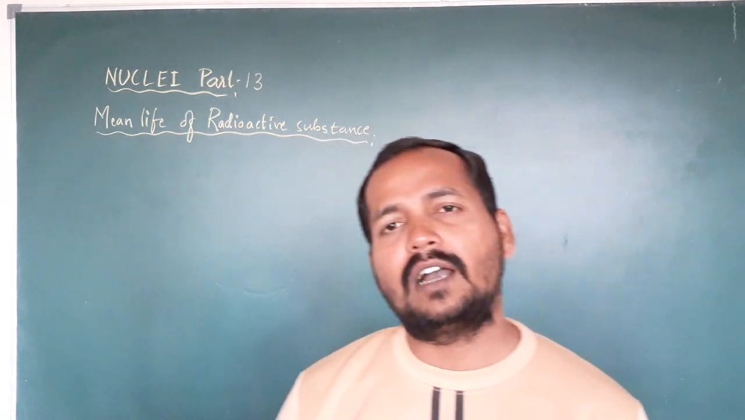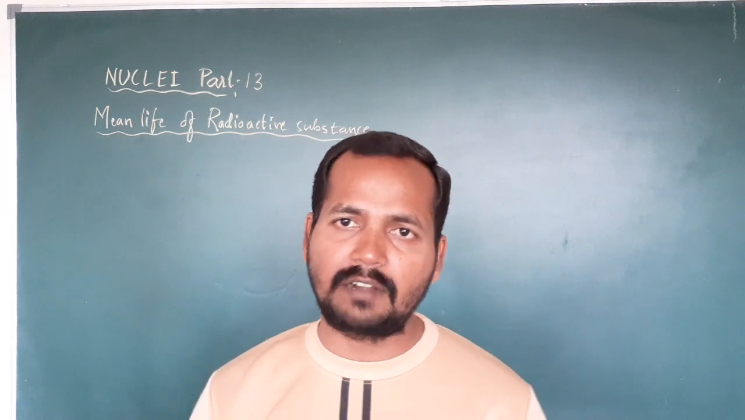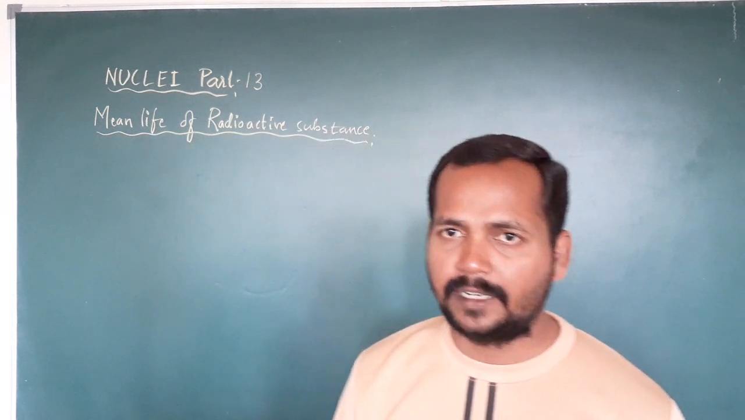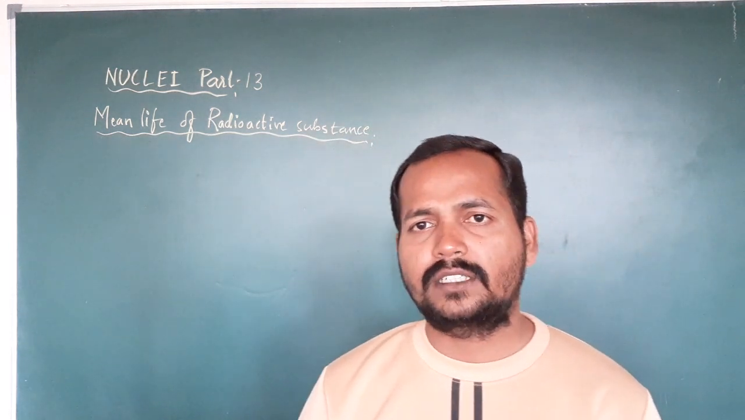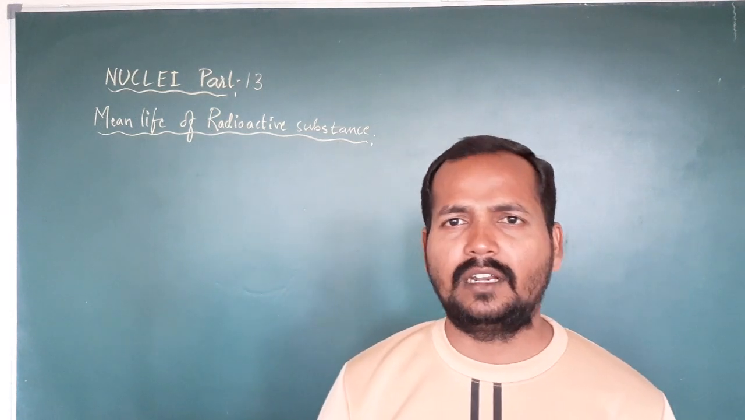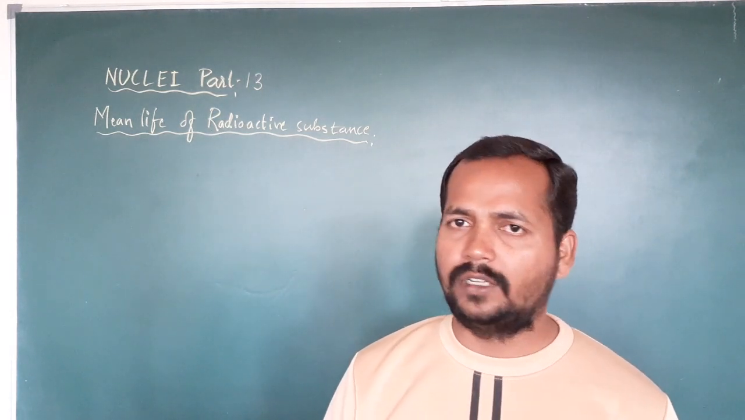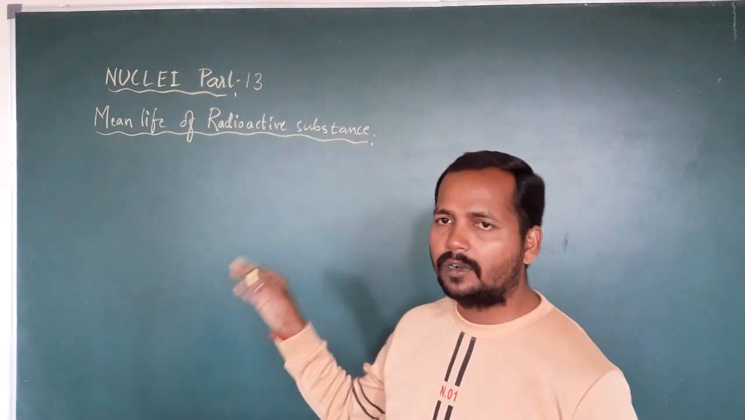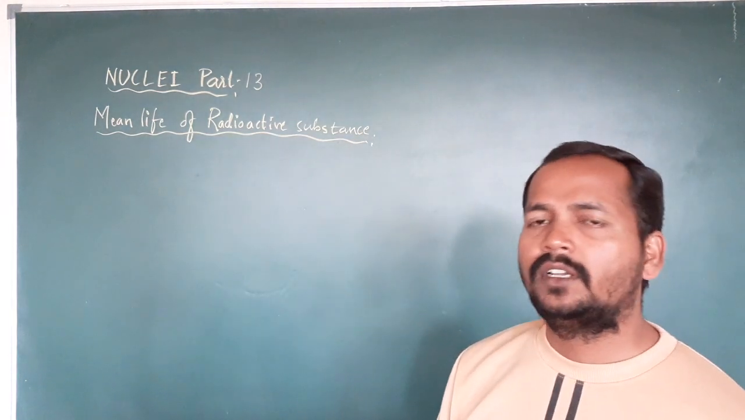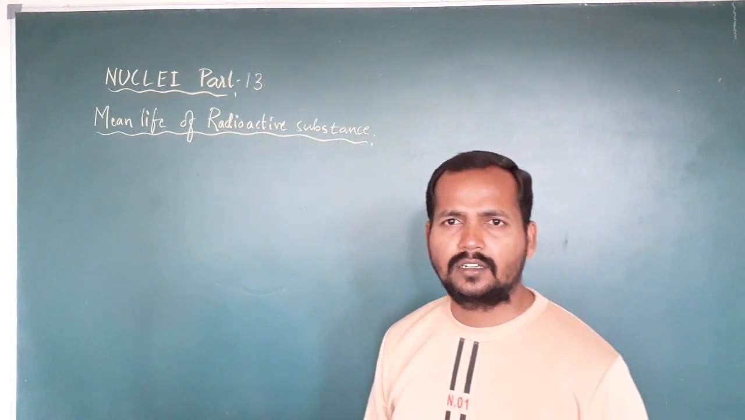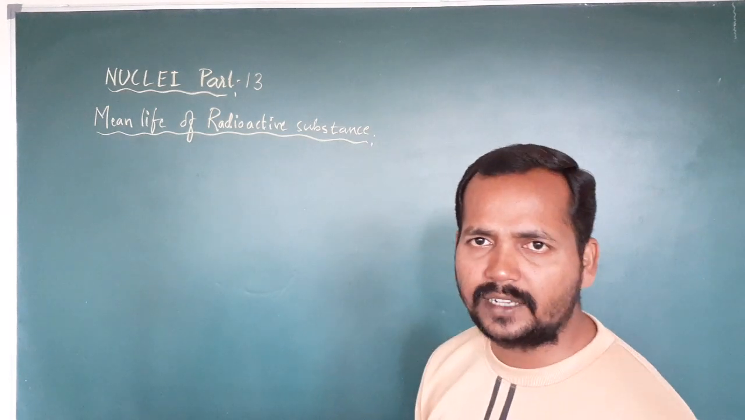In the last class we discussed half-life and derived the equation for half-life, that is T is equal to 0.693 divided by lambda, where lambda is the decay constant. We know that, right? So today we are going to discuss the mean life of a radioactive substance. Let us understand this through an example.